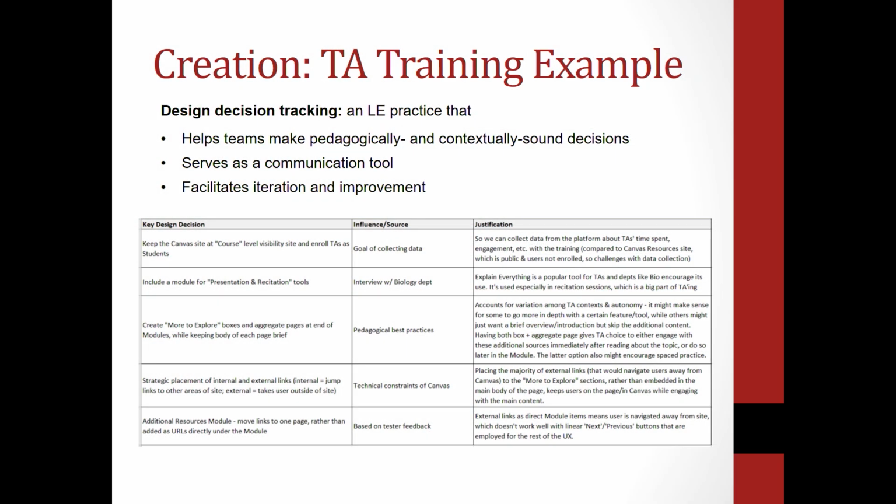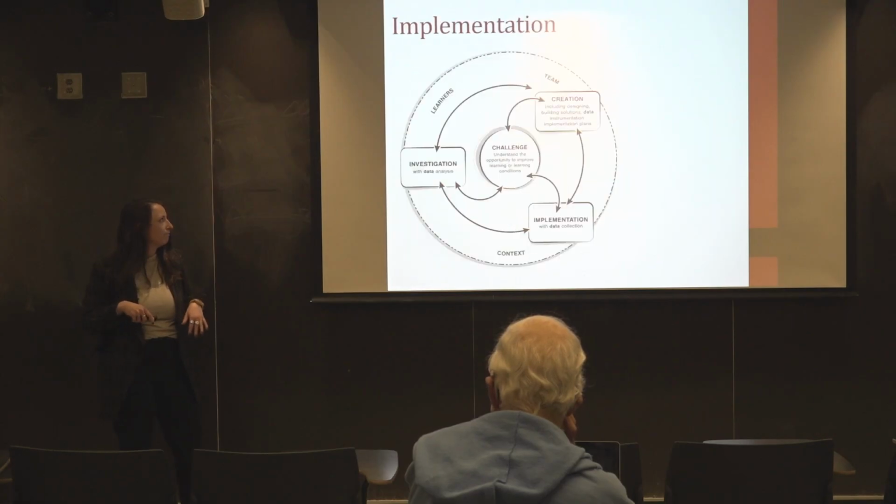And the tracker also facilitates iteration and improvement. And we're currently in that stage right now in terms of the TA training. But basically what that means is we're going to go back to this tracker and look at this decision column and use some of these decisions as entry points to the next round of iteration and improvement of the training. So that's a bit about creation.